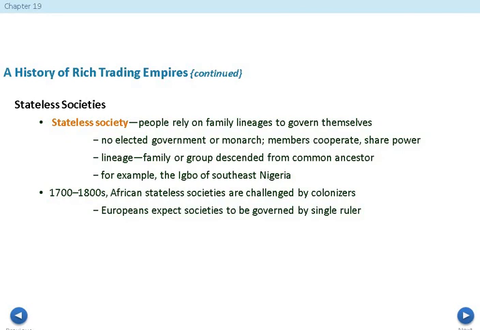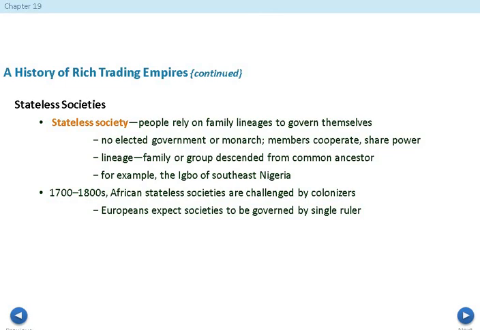Now, stateless societies. A lot of people in this area have stateless societies. This is when people rely on a family lineage to govern themselves. They don't elect a government or a monarch, and members cooperate and share power. What's a lineage? A lineage is a family or a group descended from a common ancestor. So for example, the Igbo of southeastern Nigeria are a stateless nation, and what they do is continue to work together and pass the power on to their kids. Now it's not a kingdom because everybody shares in this, so you have leaders that emerge and they continue to pass that on through their children.